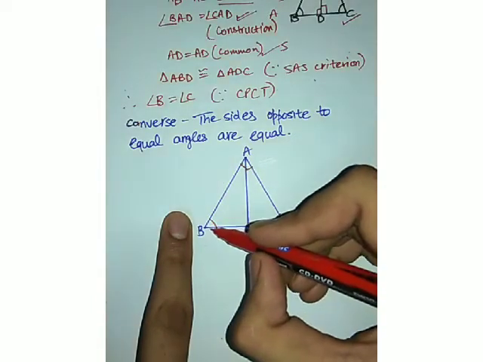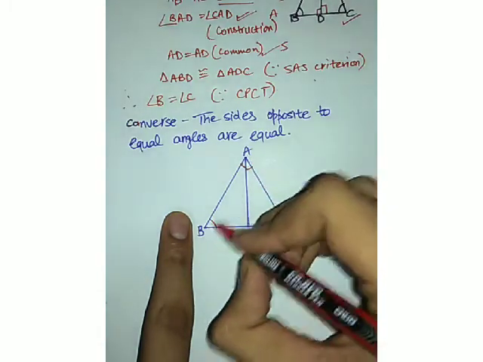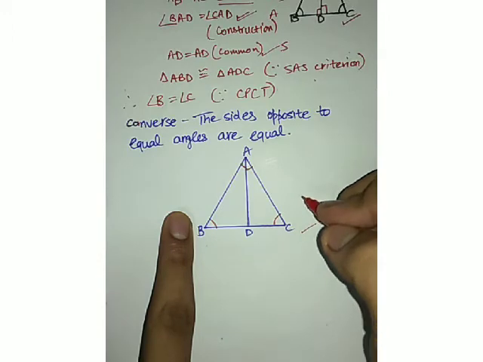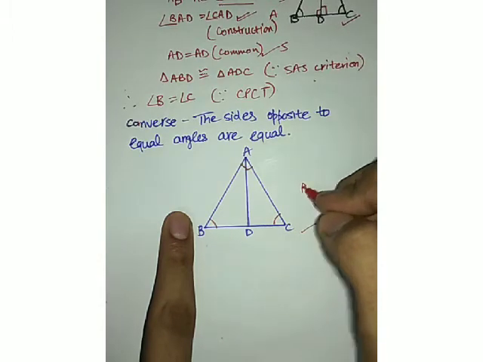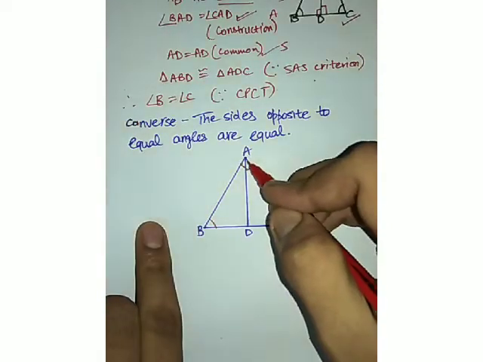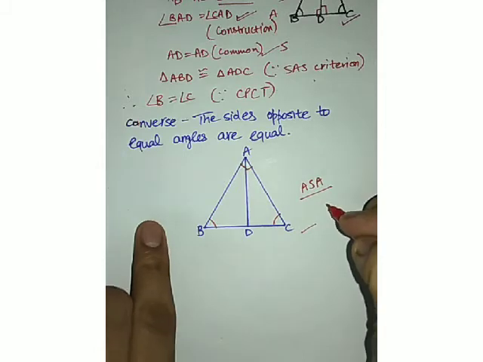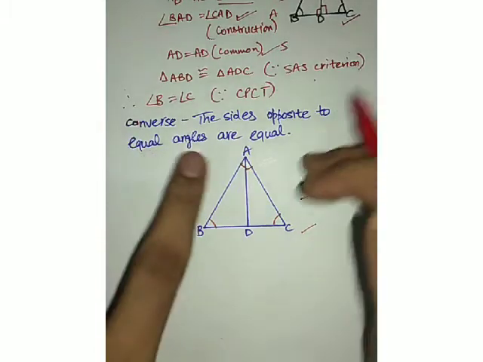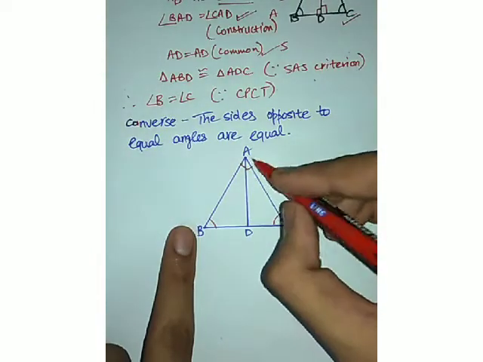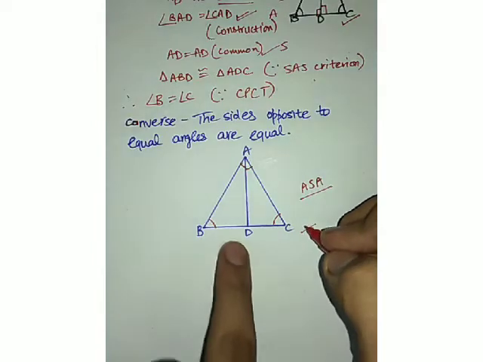And then these two angles, BAD and DAC, are also equal to each other. So one angle is done, another angle is also done. What's left? One side, AD is equal to AD, again common. So by applying the ASA congruency rule, these two triangles are congruent. That's why the remaining corresponding sides, AB and AC, are also equal. So this is how you can prove this.